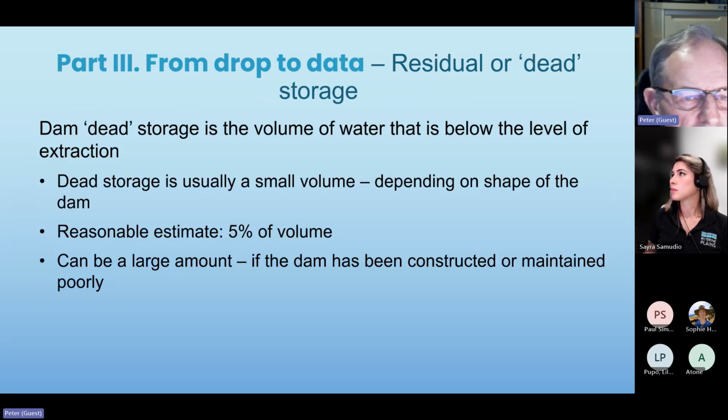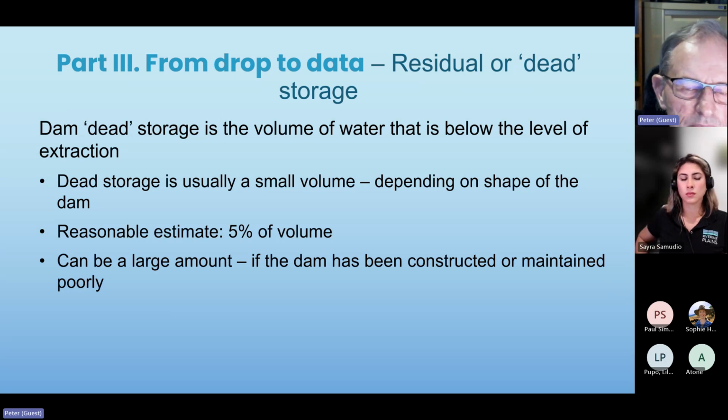There's a third chunk of water that really we can't use. It's unavailable to us, and it's the residual or dead storage. And it's usually a relatively small volume of the dam, but if the dam has got an odd shape or hasn't been constructed very well, it could be bigger.